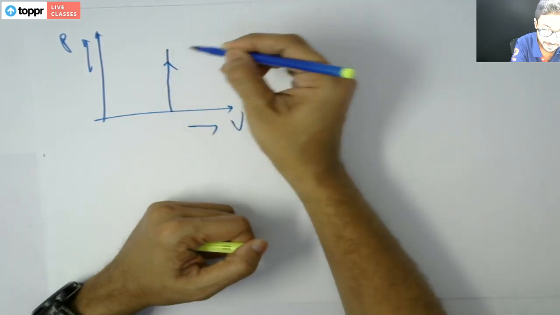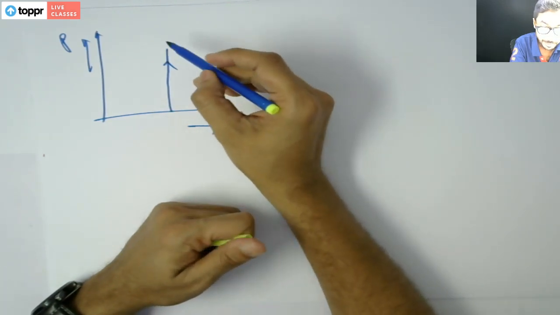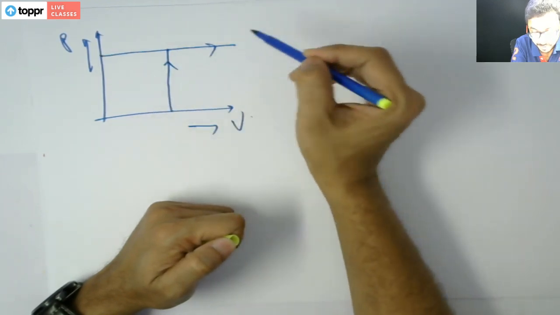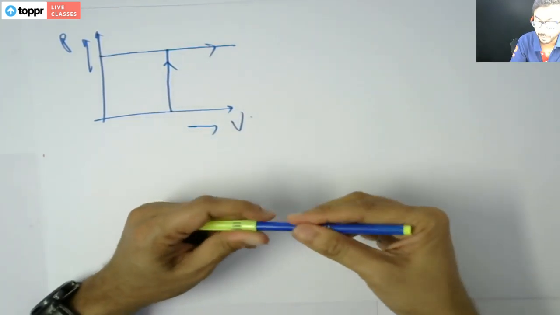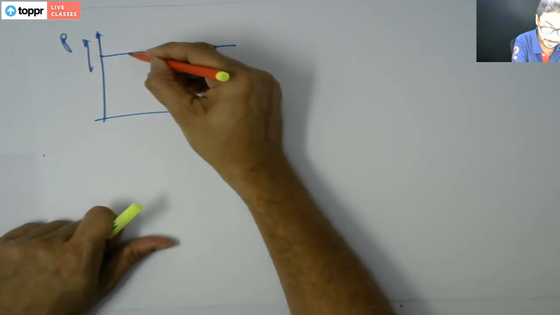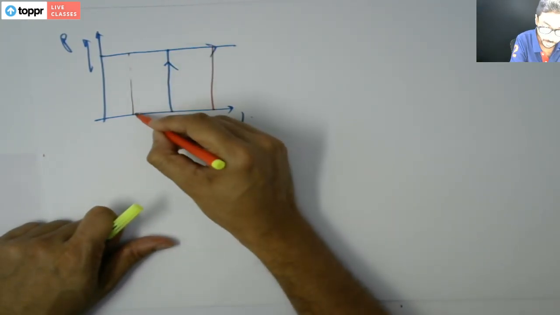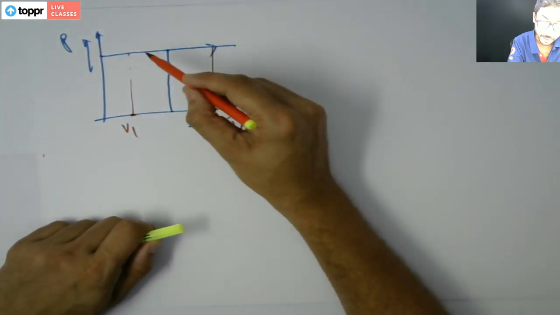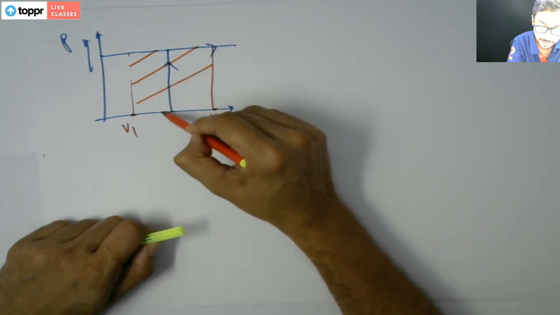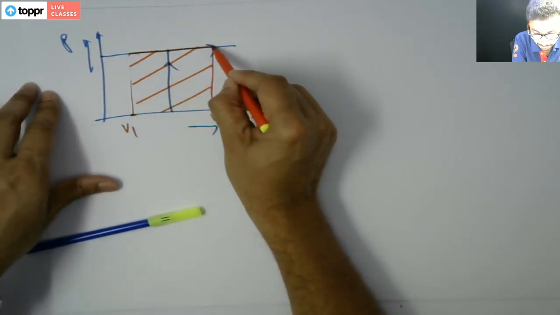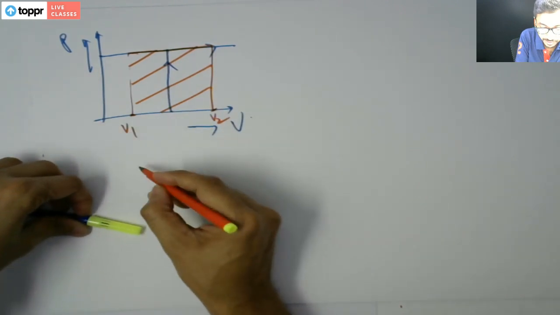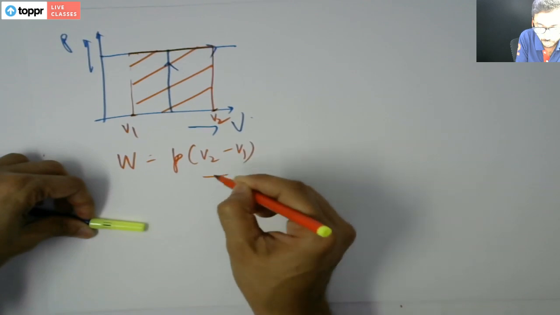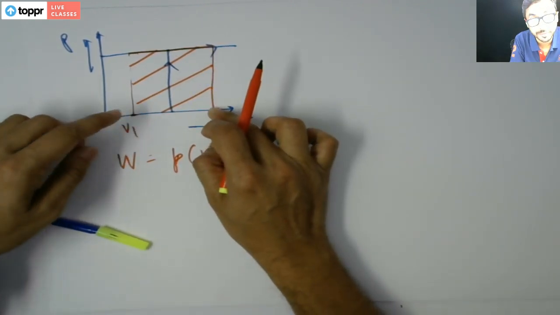The graph will be like this, right? When pressure is constant, the graph will be like this. Now see, when the pressure is constant, say we want to calculate the work done between V1 and V2. When pressure is constant, the work done is P into (V2 minus V1). It's nothing but the area under the graph.